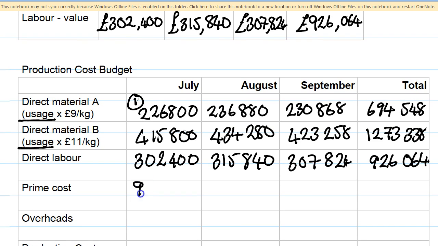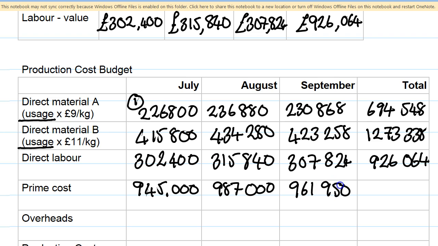Add them up. Remember, just as we did last term, our prime costs are all our direct costs. £948,000, £987,000, £961,950, and £2,893,950. So that's our prime cost.